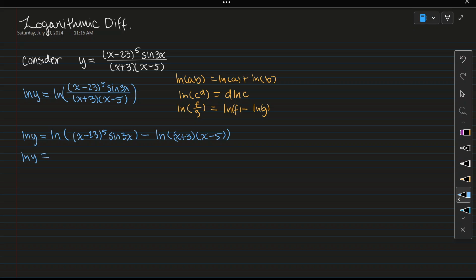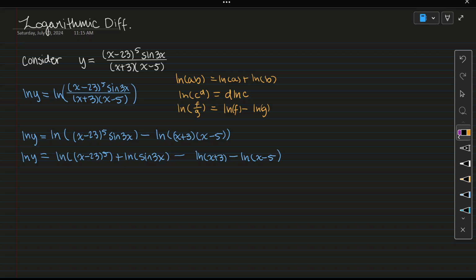So I have ln y equals ln of (x minus 23) to the 5th plus ln of sine 3x minus, and the important thing to see here is that this is minus all of this in parentheses, ln (x plus 3) plus ln (x minus 5). Because both of these were in the denominator, they're both being subtracted from this first sum. So let me simplify this here.